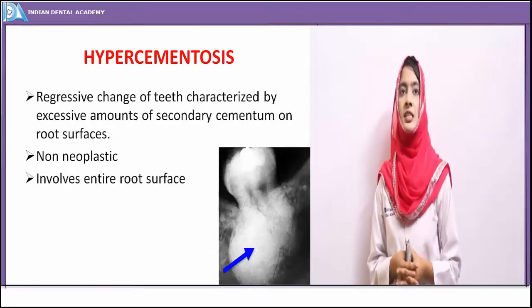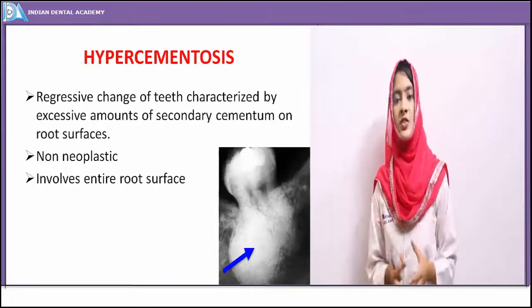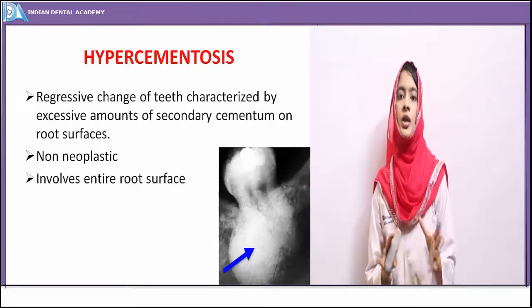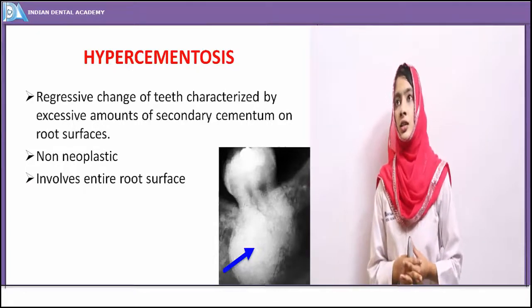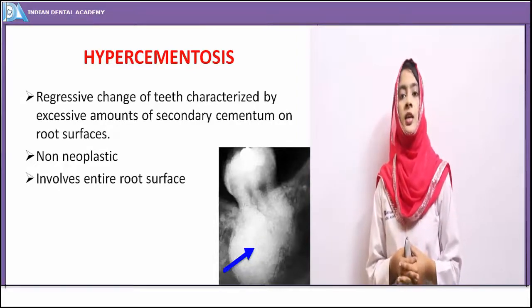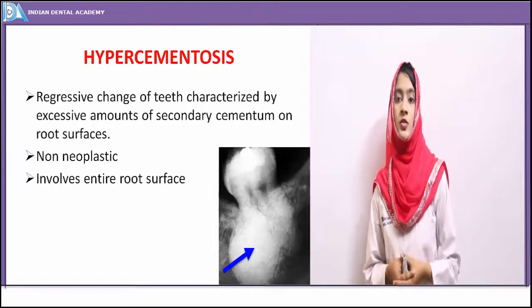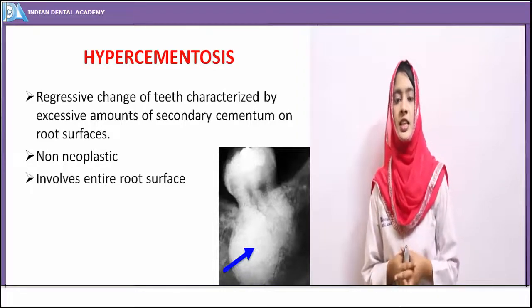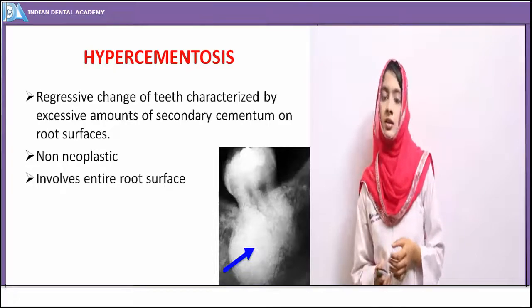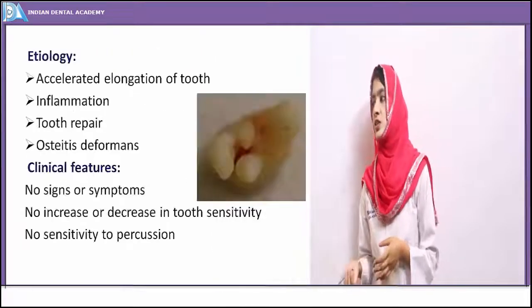It is characterized by deposition of excessive amounts of cementum on the root surface. Hypercementosis is a non-neoplastic condition. There are a lot of etiological factors responsible for the deposition of cementum. There is deposition of secondary cementum, and hypercementosis involves the entire root surface.